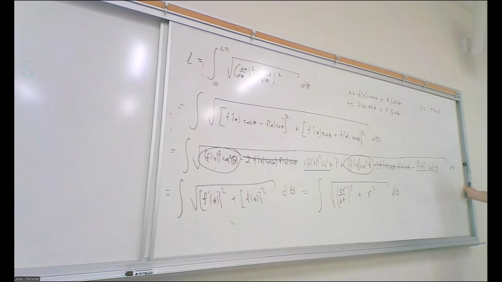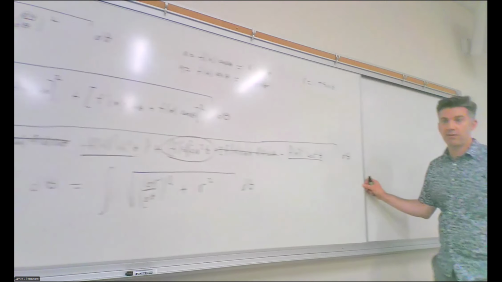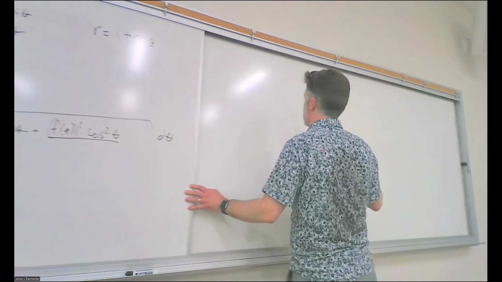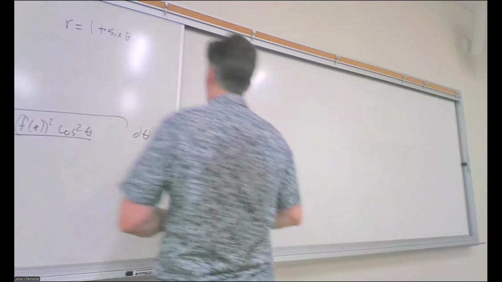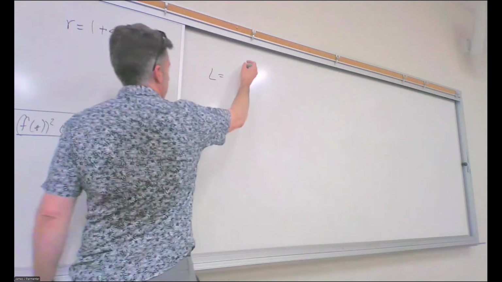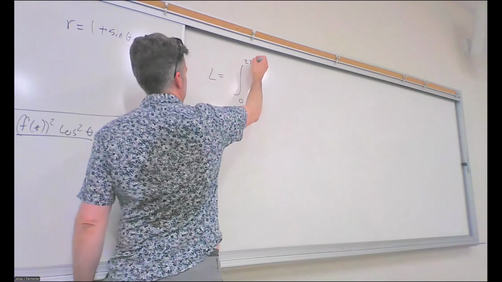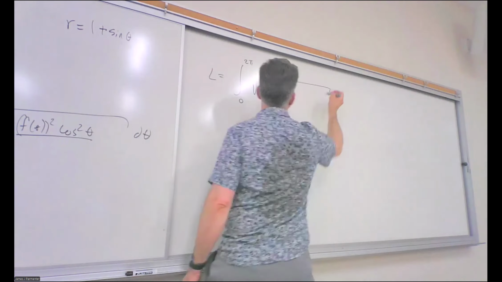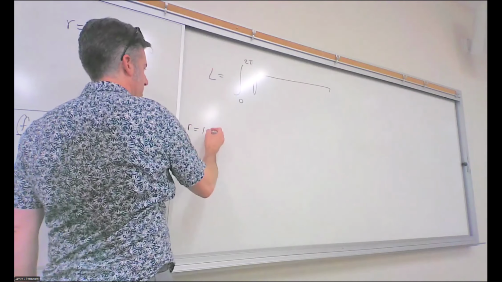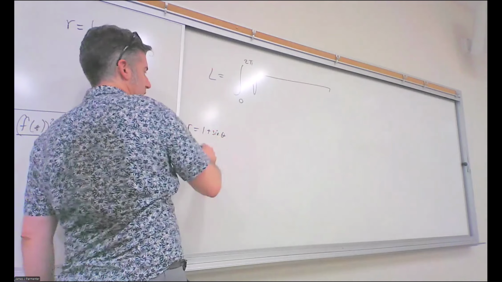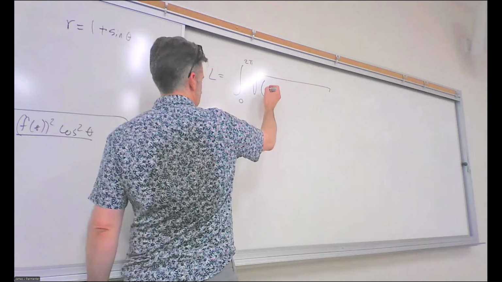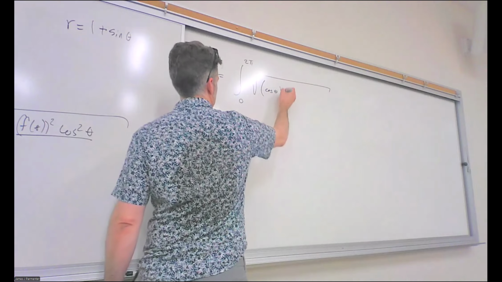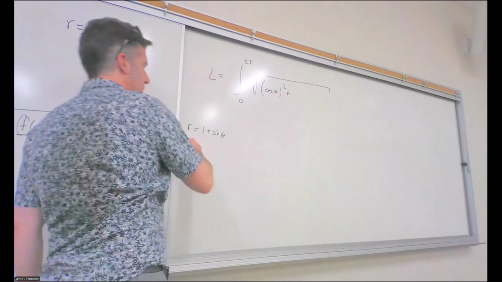So in this problem, we want to find the arc length. We can say that our arc length is going to be the integral from 0 to 2 pi of the square root of, remembering that r is 1 plus sine theta, dr d theta squared, so that's going to be cosine theta squared, plus r squared.